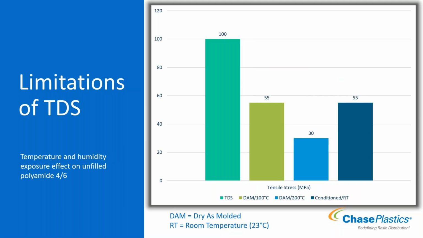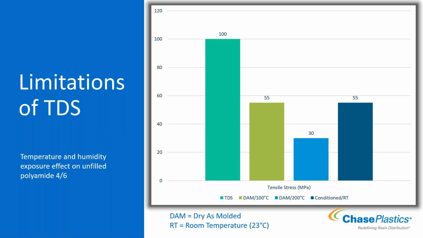Another example would be temperature and humidity. This one happens to be on a nylon 4-6. So if you look at a data sheet at standard lab, room temperature, dry as molded, not conditioned, 100 MPa for tensile stress. When it moves to 100 degrees C, that value drops to 55. When it goes to 200 degrees C, that value drops again to 30 MPa.